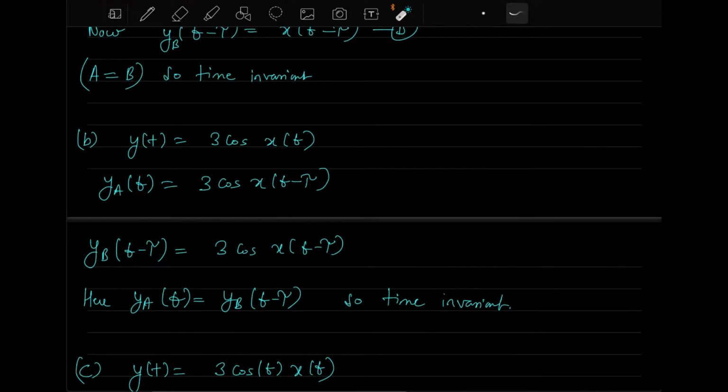Earlier you were doing the time shift on the input, but now you are doing a time shift on the time variable t, and you call the output yb of t. The shifting that will happen is again 3 cos of t minus tau, and you observe that both of them, this one and this one, are equal. So this proves that this particular system is time invariant.